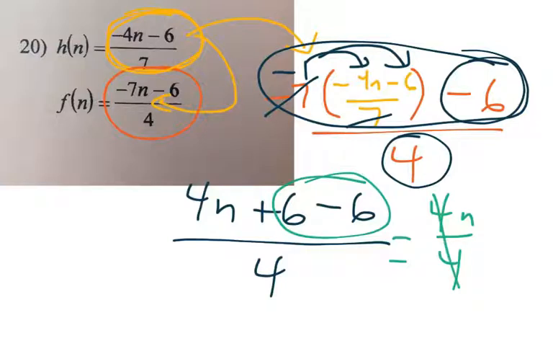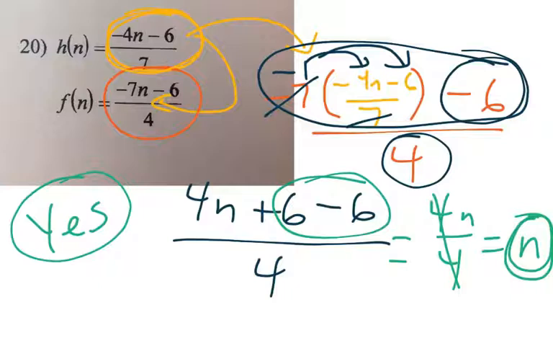Isn't 4 divided by 4 1? So I'm left with simply 1n again. And so what I did is I plugged one function again inside the other, and I just got the variable n back, right? So are they inverses? Yes, they are. And that's how you prove if a function is an inverse.